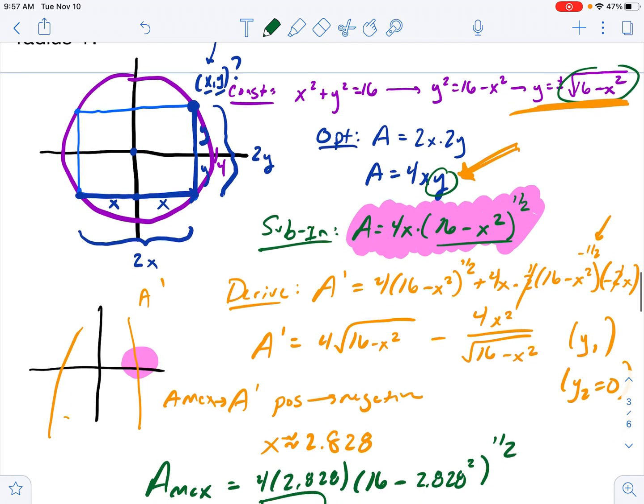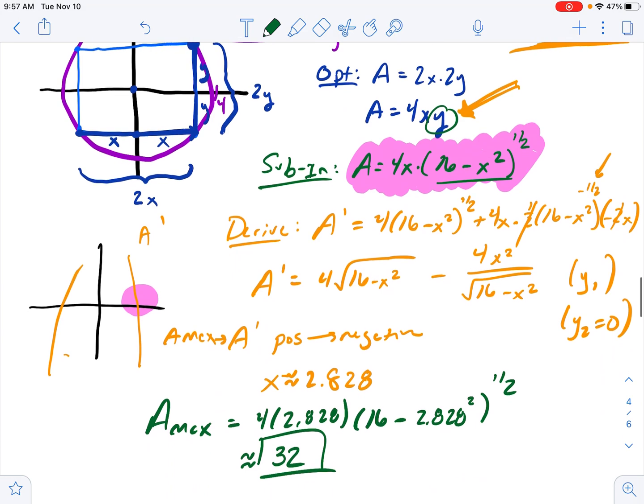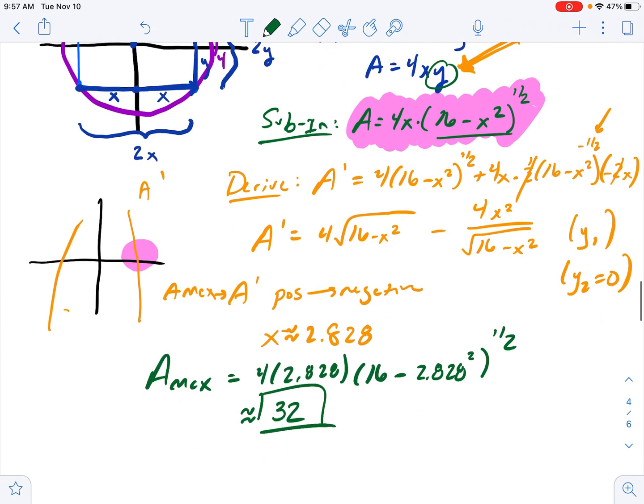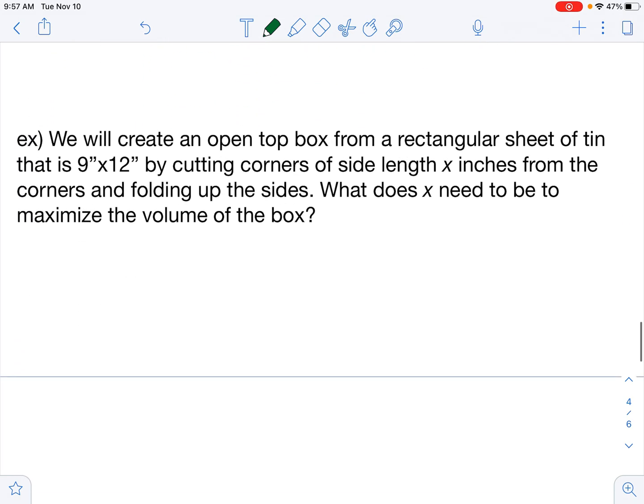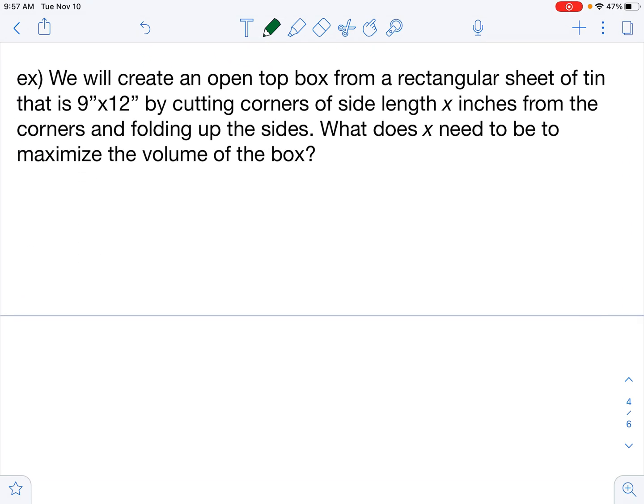Okay? So if we have a circle of radius 4, the largest possible rectangle in there that can fit is a rectangle of area 32 square units. Okay? All right. Next up, a little different here. You'll see why. We will create an open top box. That's a box with no top from a rectangular sheet of tin that's 9 by 12 inches.